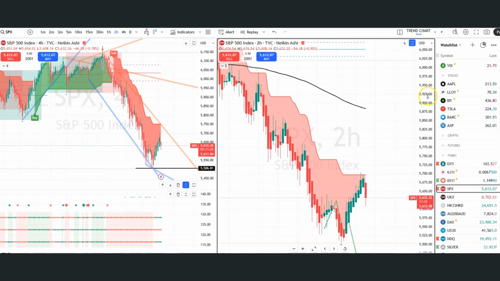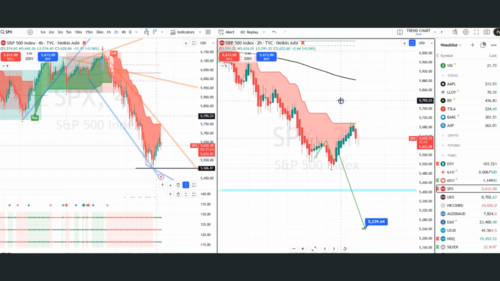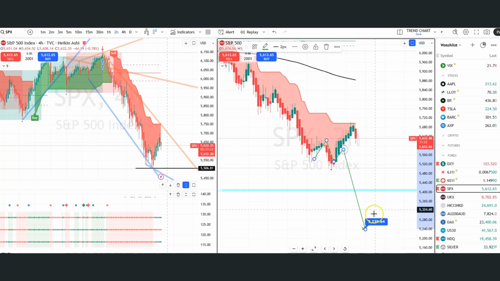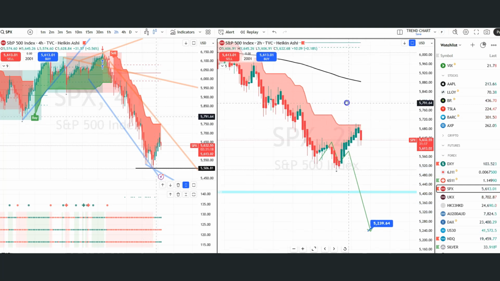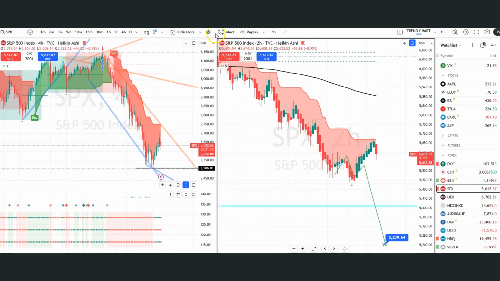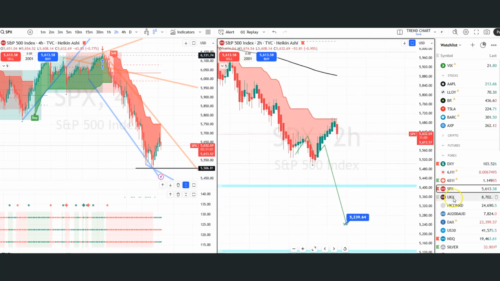S&P 500 is still down, as I mentioned yesterday, heading for 5239. As long as we've got market structure, you can sell this all day long. Just move your stop. You can enter these positions at any time. Just control your stop loss by having the price just above this red line, and you'll stay in the price till target 5239.